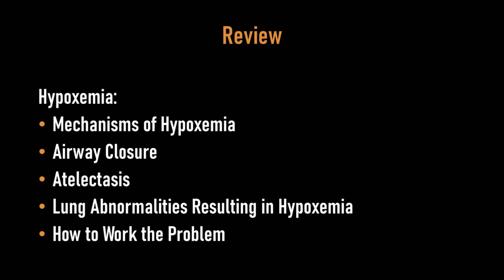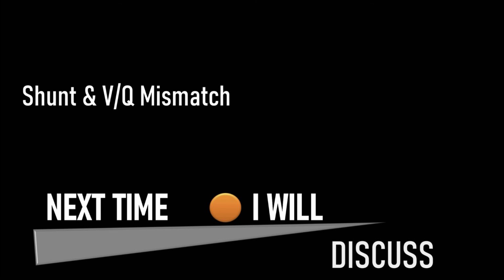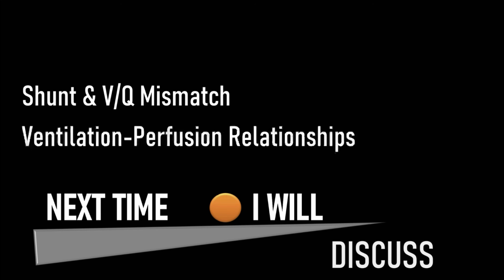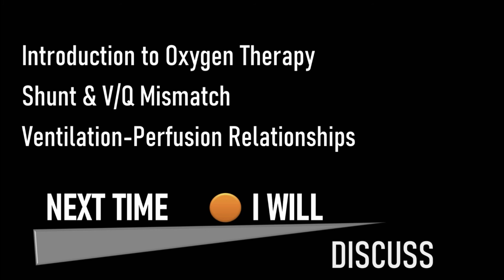Let's review this tutorial. This tutorial was the first of two on mechanisms of hypoxemia, and I started with a discussion on airway closure. I then went on to talk about atelectasis and lung abnormalities resulting in hypoxemia. Finally, I discussed how you can work the problem of the hypoxemic patient to figure out what's going on. And next time I will discuss shunt and ventilation perfusion mismatch as part of ventilation perfusion relationships. And when I've done that, we'll get into an introductory discussion about oxygen therapy. We'll see you then, and I guarantee you'll learn something.